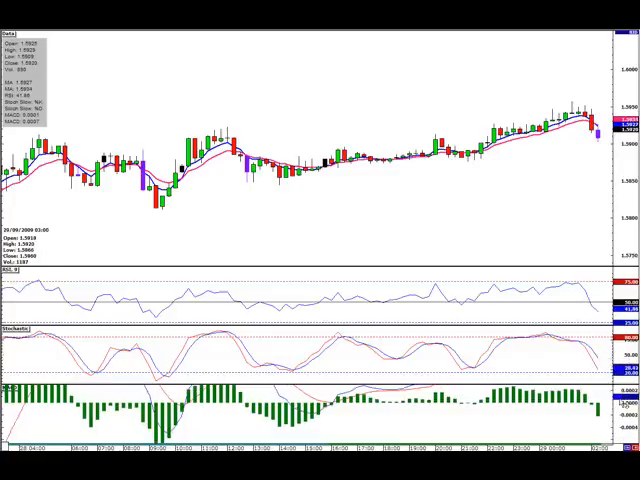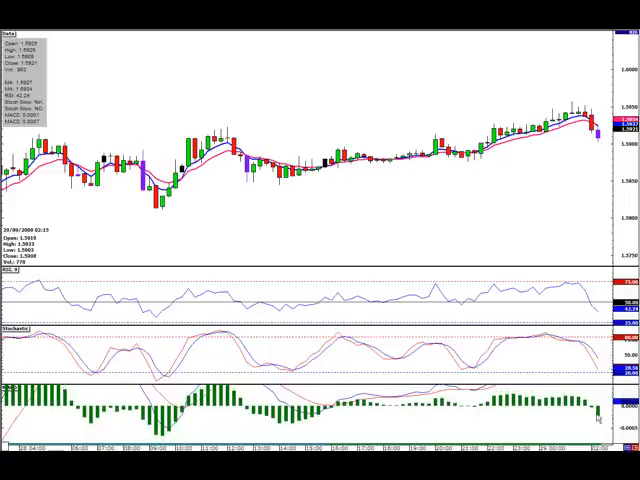Now if you look at MACD, if I zoom it up a little bit, you can see that it was already negative from the candle before. So this actually cancels out the signal, and you wouldn't enter there because MACD was already negative. So no entry for me.